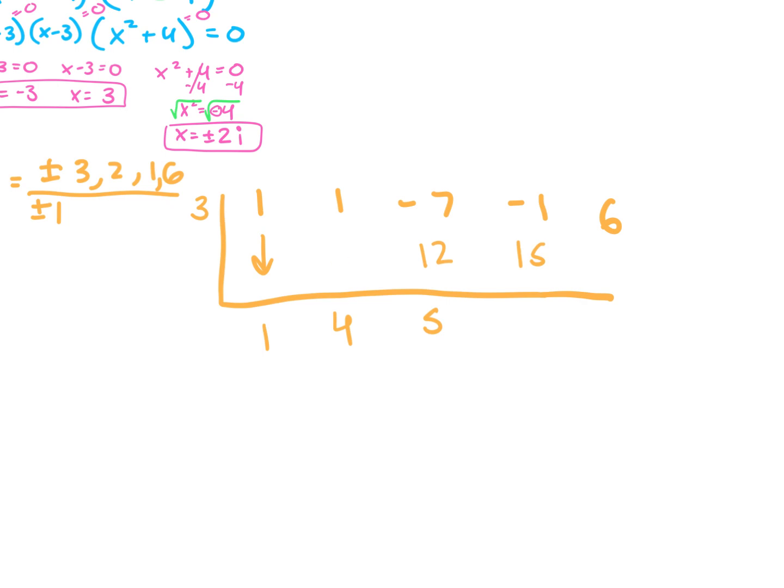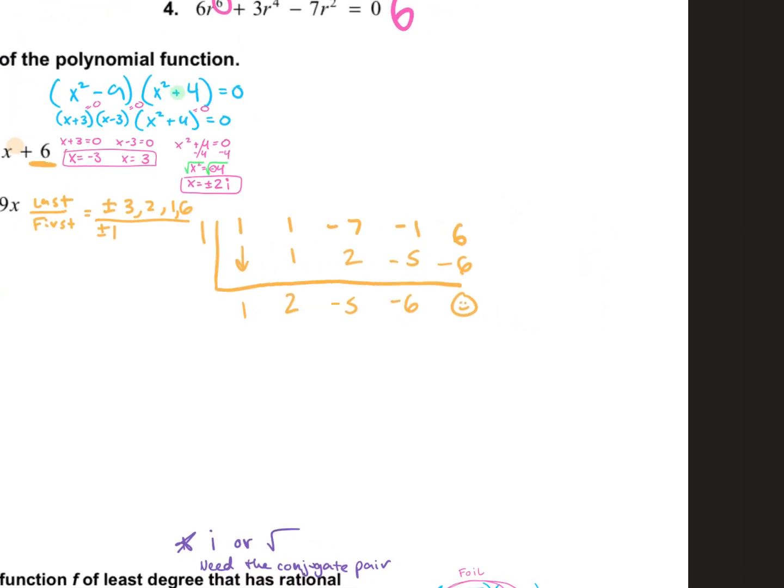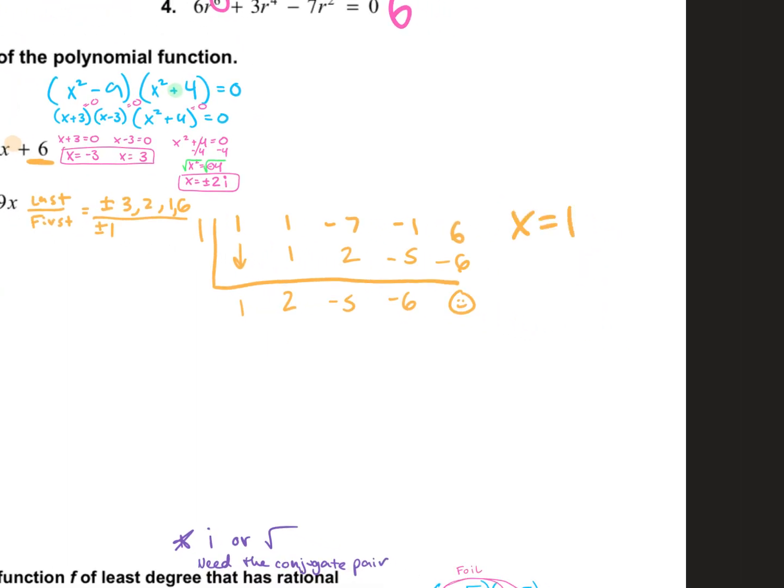No. Didn't you guys do this for homework? Shouldn't you know what works? Try 1. Let's try 1. 1, this would be 2, 2, -5, -5, -6, -6. Does 1 work? Yes. So x is equal to 1. That's one of our answers.